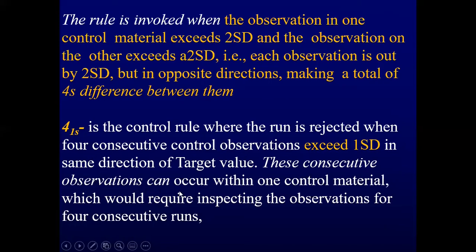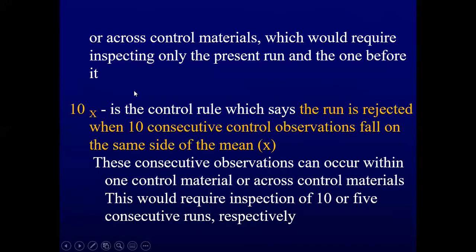These consecutive observations can occur within one control material, which would require inspecting the observations for four consecutive runs, or across control materials, which would require inspecting only the present run and the one before it. Then comes the 10x rule. It is the control rule which says the run is rejected when 10 consecutive control observations fall on the same side of the mean. These consecutive observations can occur within one control material or across control materials. This would require inspection of 10 or 5 consecutive runs respectively.